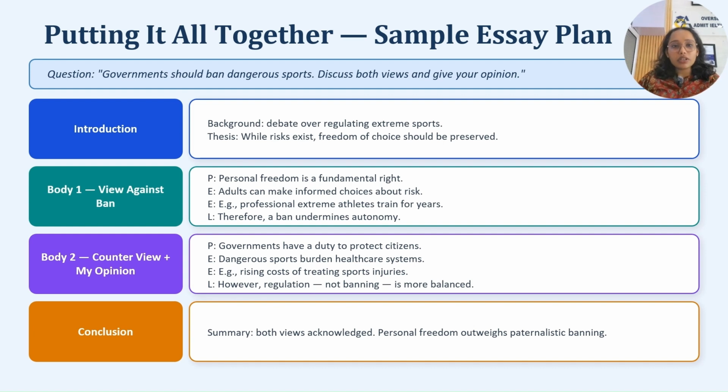Notice something important here. We are not writing the essay yet, we are creating a roadmap. And that's exactly what Band 7 students do. They think before they write. A 5-minute plan can transform a messy essay into a clear and organized one. And that's what examiners love.